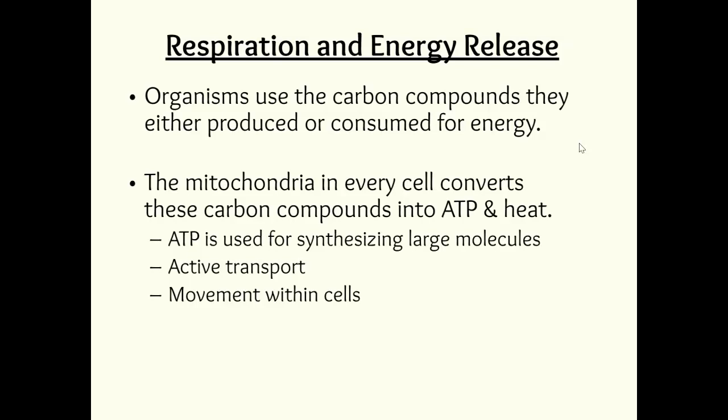Organisms, after they gain the carbon compounds, whether they make it themselves, if they're a producer, or they get it by consuming an organism, then need to use those carbon compounds to create energy. So they're going to send it to the mitochondria and break it down into ATP and heat. For this example, remember, about 40% of energy is actually converted into ATP, and the remaining 60% is lost as heat. And that heat is still important. It's used to help warm the organism, for example, to maintain homeostasis.